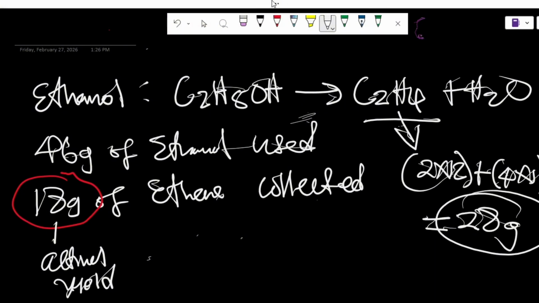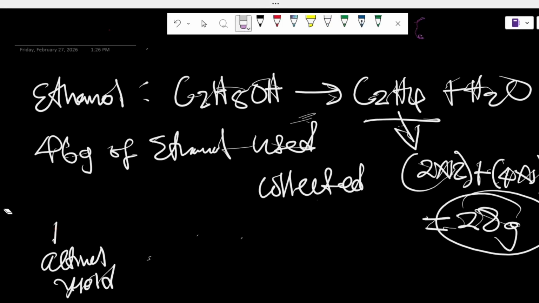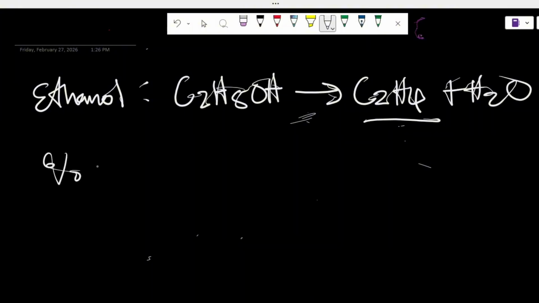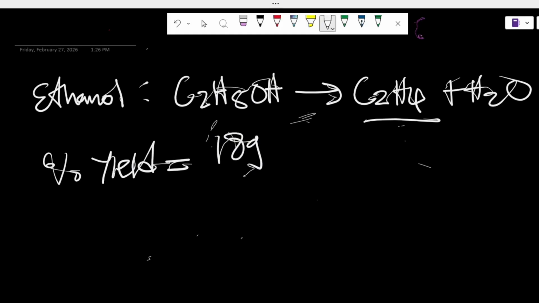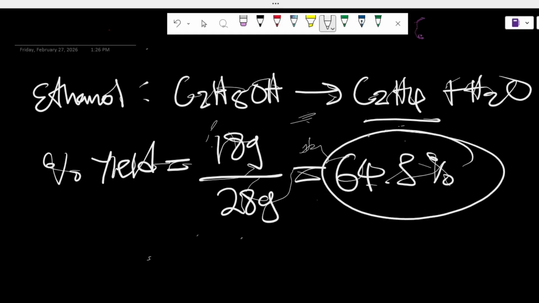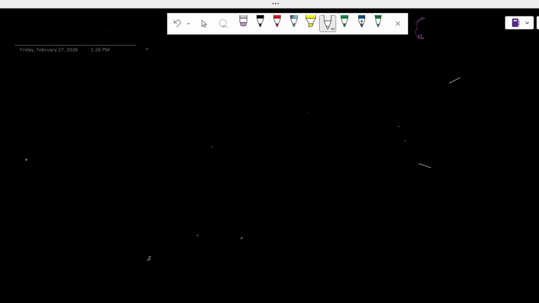So to go ahead and find the percentage yield, the percentage yield is going to be the actual yield, which is 18 grams, over the theoretical yield, which is 28 grams. And this is going to give you 64.3%. And so this is the percentage yield. Let's look at another example.